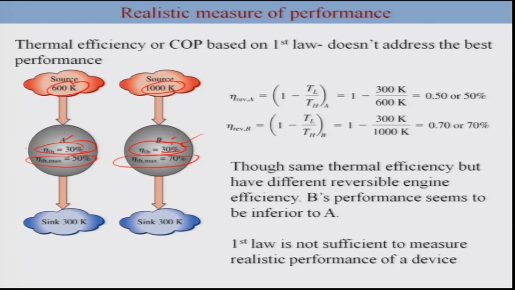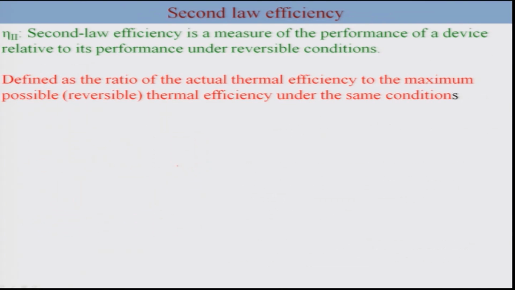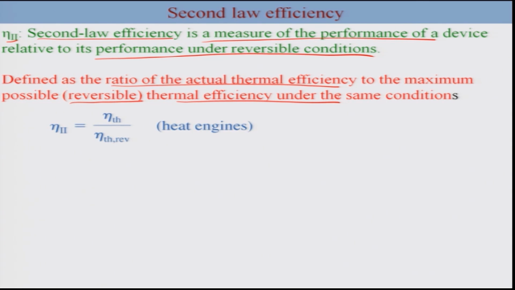So, what we do is look at the ratio of the thermal efficiency with respect to the efficiency corresponding to a reversible heat engine, that is the maximum thermal efficiency, and that is what we call the second law efficiency, which we define as eta 2. The 2 stands for second law. The second law efficiency is a measure of the performance of a device relative to its performance under reversible conditions. So, we simply take the ratio of the actual thermal efficiency to the maximum, that is the reversible thermal efficiency under the same condition.